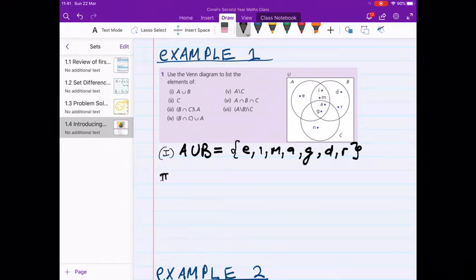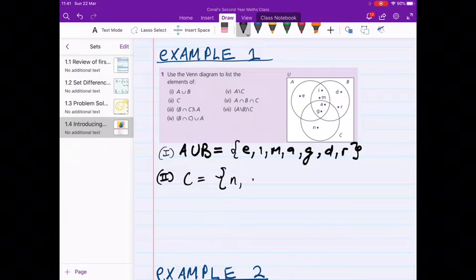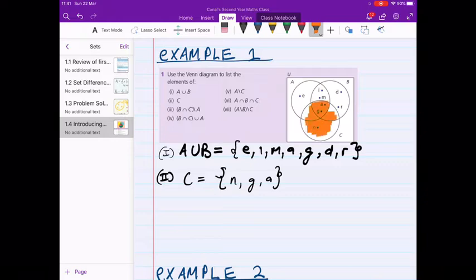Next up we have the set C. So the set C includes the elements N, G, and A, because the set C is all of the circle C. So we have N, G, and A to include there.